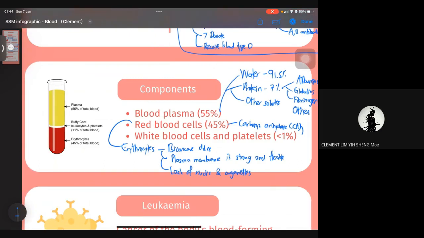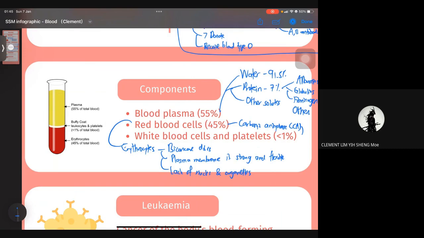Next, the 45% is occupied by the red blood cells, which are known as the erythrocytes. I will make a simple introduction about this. The red blood cell, the erythrocyte, has a biconcave disc shape. This biconcave disc makes a greater surface area for gas diffusion. Then the plasma membrane of the red blood cell is strong and flexible. And the erythrocyte lacks a nucleus and organelles.